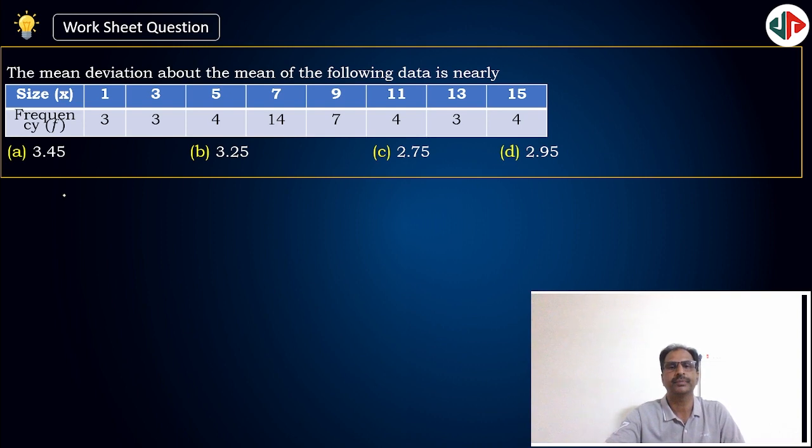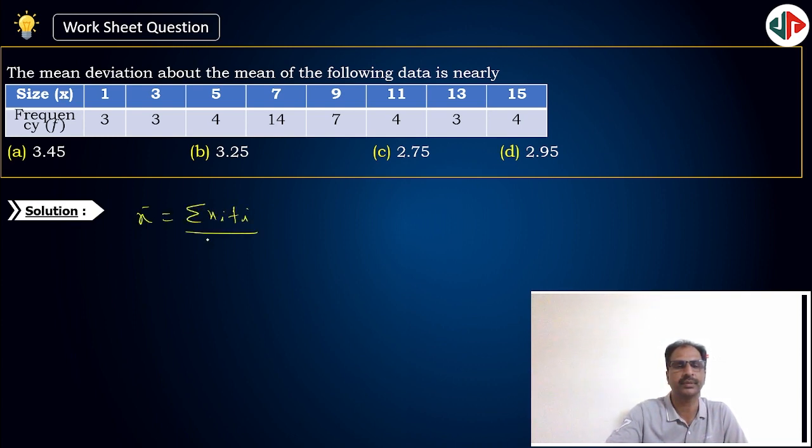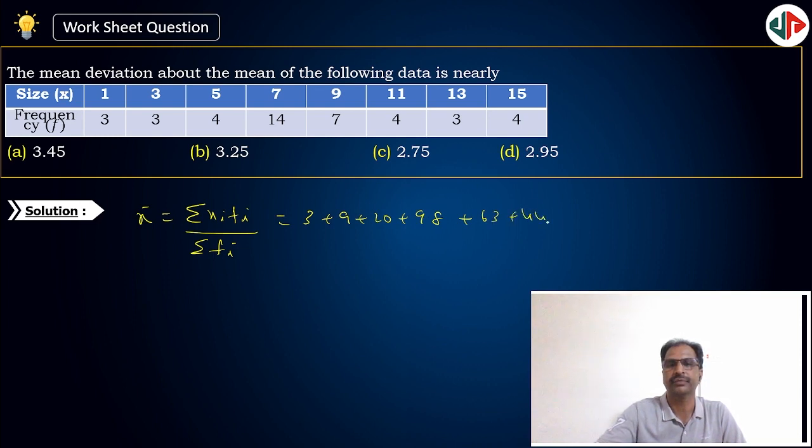The mean deviation about mean of the following data is nearly equal to. These are the x values and the frequencies are given. So for that, x bar is sigma xi fi by sigma fi. So 1 into 3 plus 3 into 3 plus 5 into 4 plus 7 into 14, 9 into 7, 11 into 4, 13 into 3, 15 into 4, by the sum of all frequencies, 3 plus 3 plus 4 plus 14 plus 7 and so on. This gives the mean.